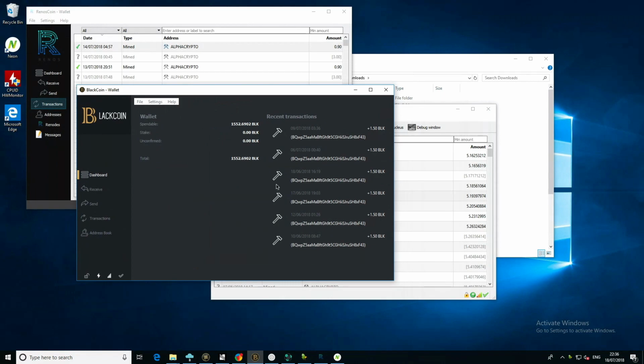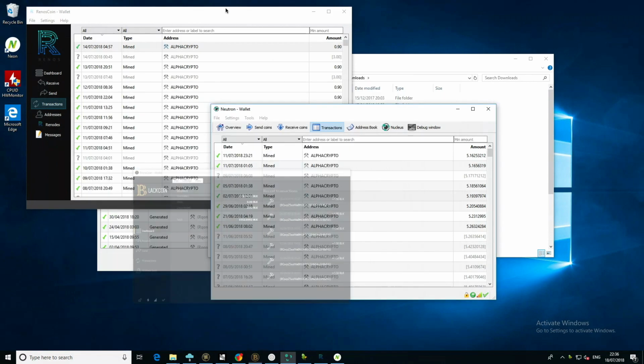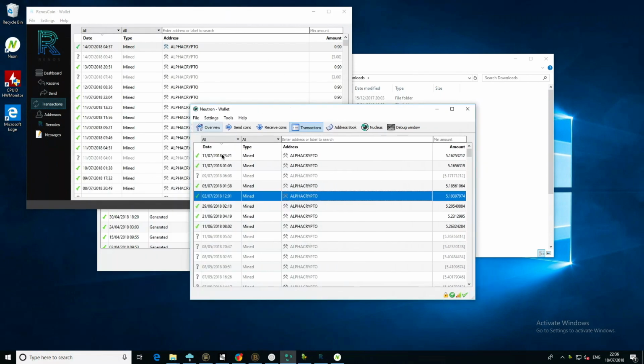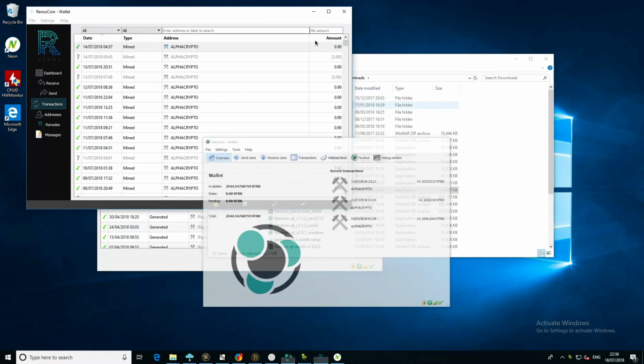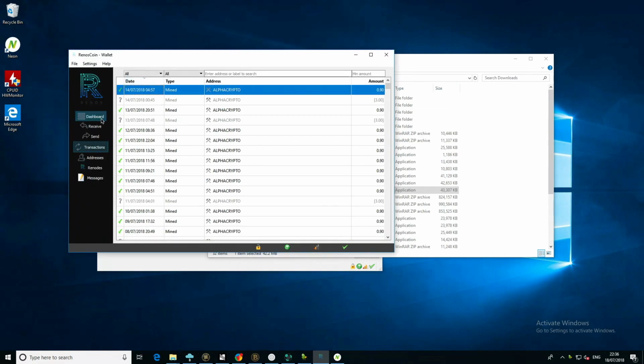and here we have Black Coin, which I believe we've got 3 Black Coins here. This is Neutron, and so we've got 5.18 here, 5.16, so probably around 15 point something for Neutron. Rhinos, as usual, just a bunch that I'd probably need to calculate, so definitely over 10 stakes there.